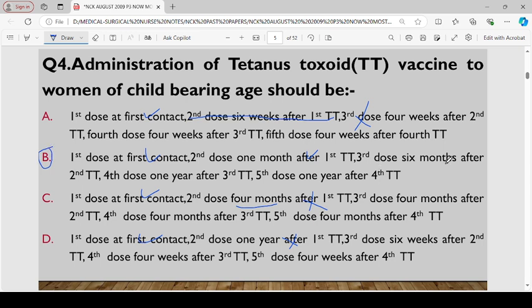Because we all know that when administering tetanus toxoid, the first dose is given at first contact with the mother. Then the second dose should be given 1 month after the first dose. The third dose should be given 6 months after the second dose. The fourth dose should be given 1 year after the third dose. Also the fifth dose, you give 1 year after the fourth dose, right? So it is first contact, 1 month, 6 months, 1 year, 1 year. Okay, thank you so much.